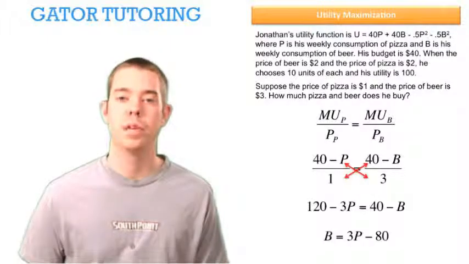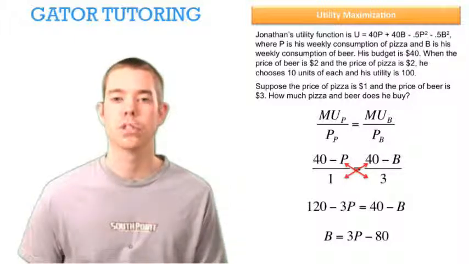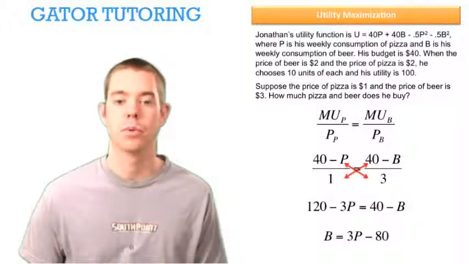Now we can solve for B, or solve for either variable, but in this case we'll solve for B, and that's going to be equal to 3P minus 80. I chose B just because there wasn't a coefficient with B, so it was a little easier than if I had to choose P and do one extra step to divide through.